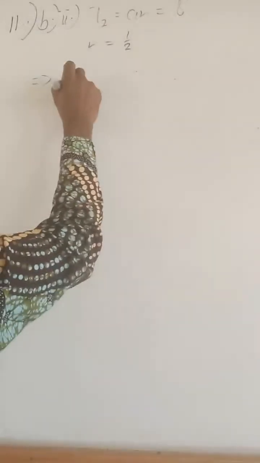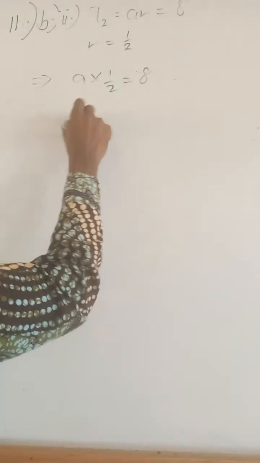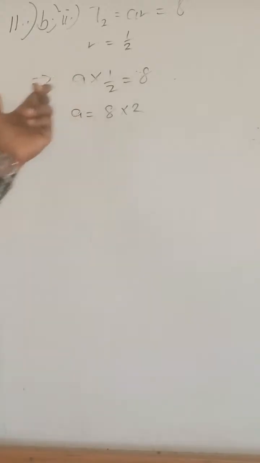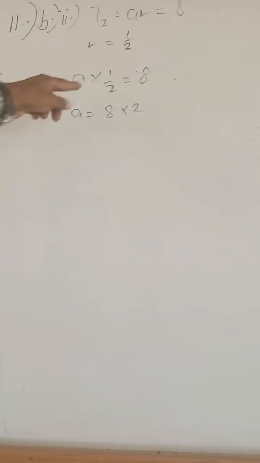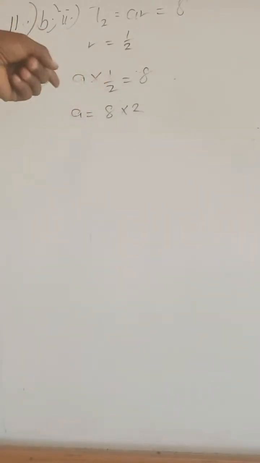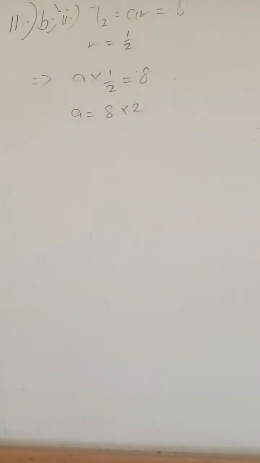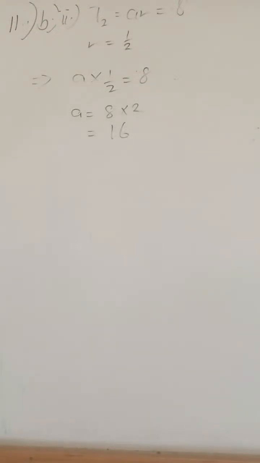That's a times 1 over 2 equals 8. And so that means a equals 8 times 2. It's more like saying multiply both sides by the reciprocal of 1 over 2. The reciprocal of 1 over 2 is 2 over 1, and a number times its reciprocal always gives you 1. So the first term is 16. So it's up to us to find the next 5 terms, since we found the first term.